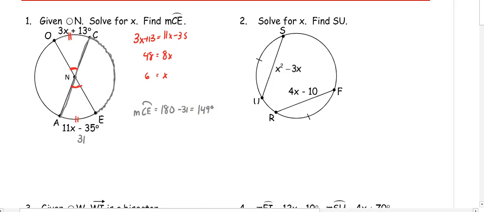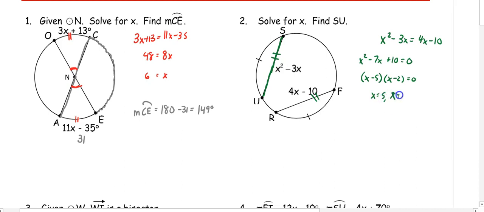In number two, we want to solve for x and find SU. Because it doesn't have an arc above it, we're looking for the length of this chord. Before I do that, I need to know what x is. x is on the chord pieces. Because these arcs are congruent, these chords are also congruent. So we would have x squared minus 3x equals 4x minus 10. I can move everything to the x squared side. So x squared minus 7x plus 10 is equal to 0. That would factor to x minus 5 and x minus 2 equals 0. So x is 5 and x is 2.